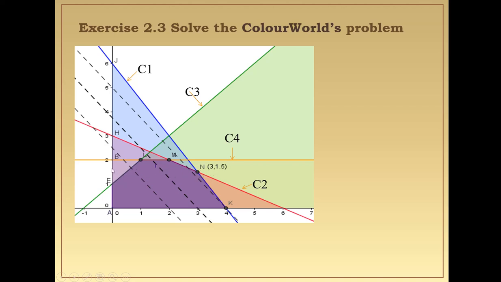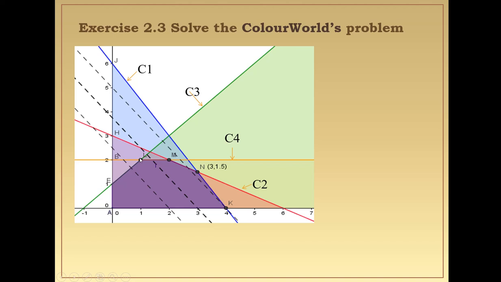3, 1.5, if you use graph paper. If you don't use graph paper, you cannot simply guess the coordinate. You cannot estimate it. You need to find the exact coordinate. How to find the exact coordinate of point N if you didn't use graph paper to draw the graph? You know that N is the intersection between constraint 2 and constraint 1.